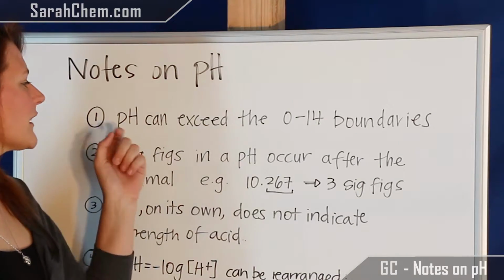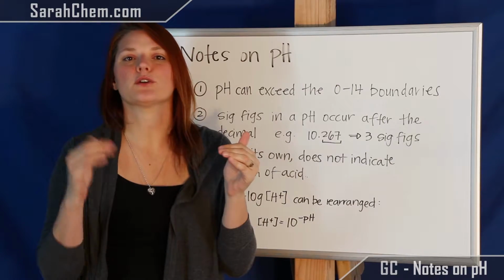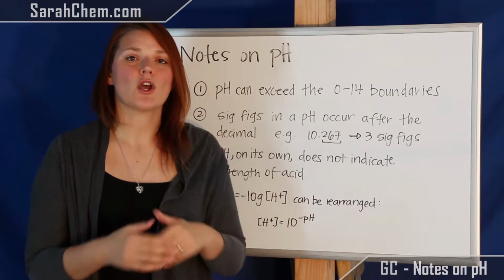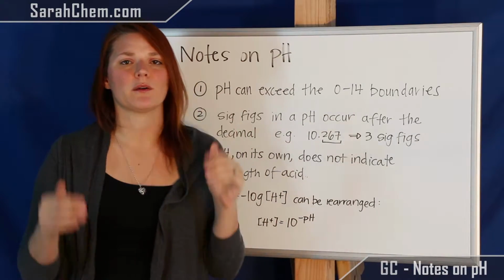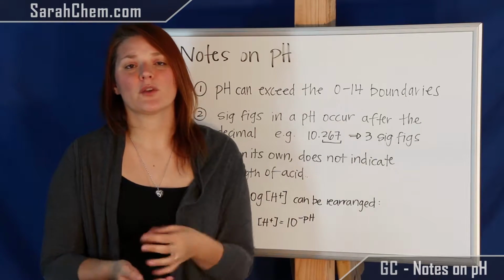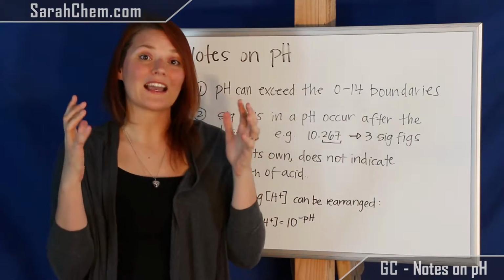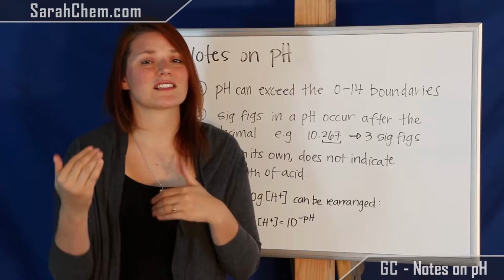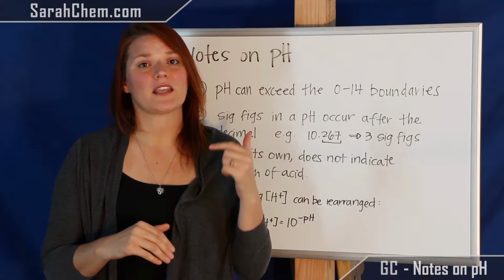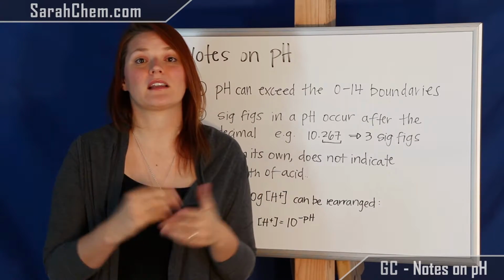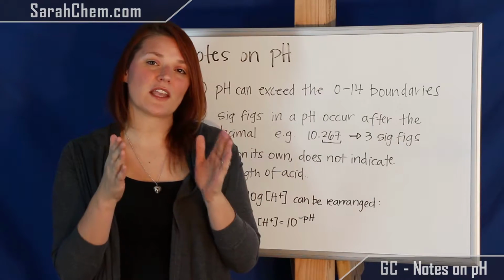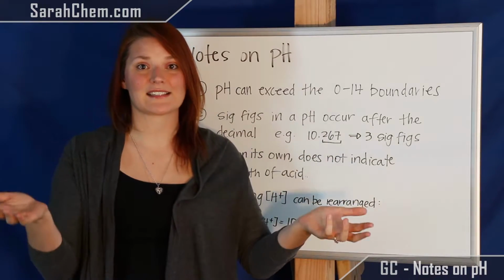So the first thing to note is that the pH can exceed the 0 to 14 boundaries. Oftentimes when people are first introduced to pH, we're told that it can't go below 0 and it won't go above 14, when in reality it absolutely can. So if you had a really strong acid at a really high concentration, you could have a pH that definitely went well below 0 into the negatives, and you could also have a pH that exceeded 14 if you're talking about an equally strong base that was also high in concentration. So those demarcations are actually not true and you can exceed them.